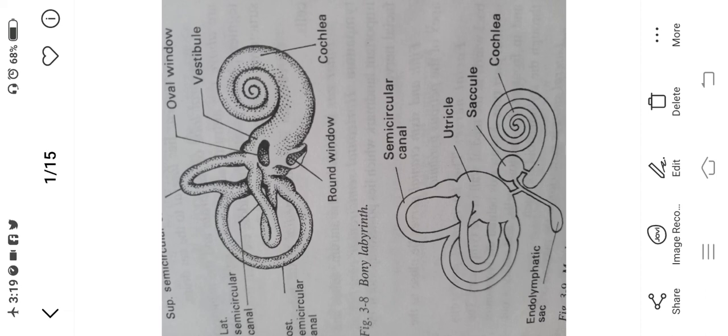So this is all about the anatomy of the ear. Okay, some physiology I will explain shortly, about the hearing mechanism or the physiology of hearing. As hearing is the main function of the ear, it is also a very important end organ of the proprioceptive system. You should know the physiology of hearing.